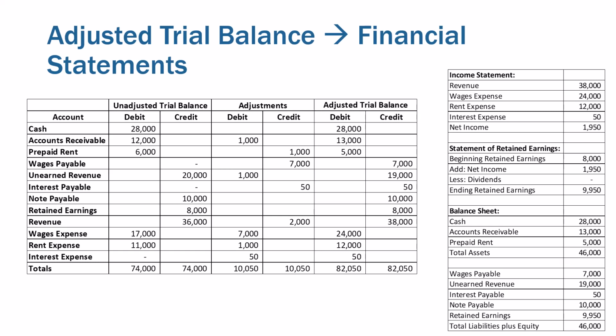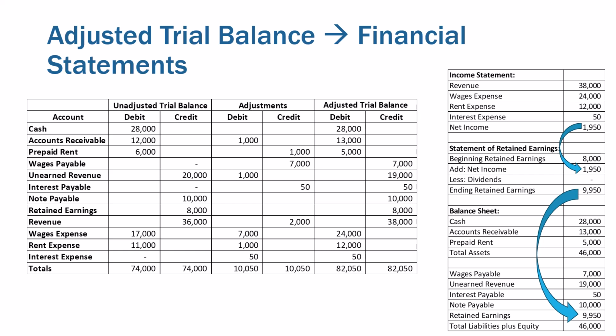The statement of retained earnings. We have our beginning retained earnings. All right, so we can see the 8,000 in the unadjusted column, and then the net income from the income statement flows into the statement of retained earnings to leave the ending balance at 9,950. We then create the balance sheet. You can see we're just pulling those asset amounts from the adjusted trial balance, and then when we get to liabilities and equity, we need to make sure to flow the ending retained earnings down into the equity section of the balance sheet.